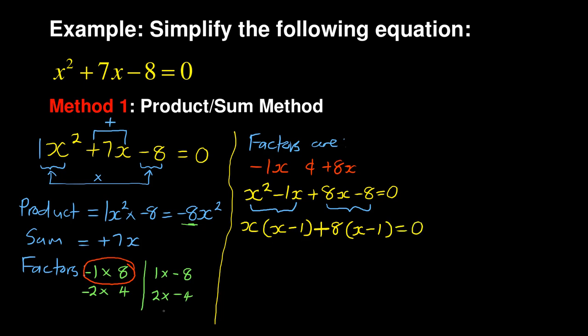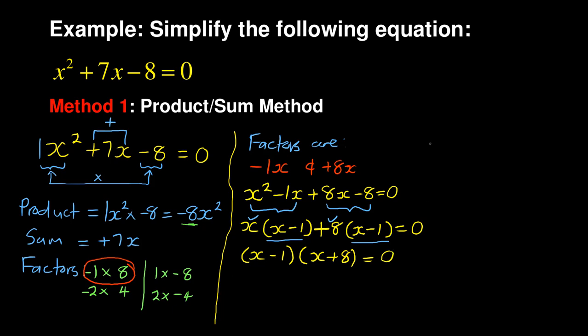So you can see the brackets now are matching. I've got x minus 1, I've got x minus 1. So this is my first bracket, x minus 1. And what is outside the bracket? It is that and that, which becomes the second bracket of x plus 8. Remember, this must give me a 0.